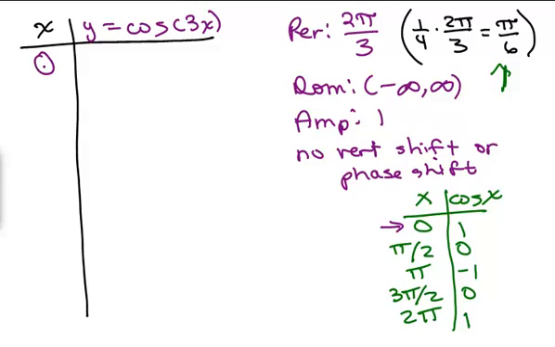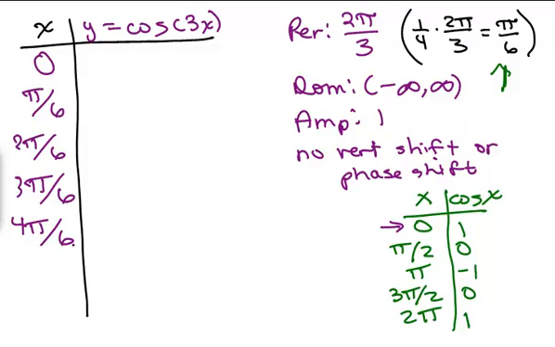So 0 plus pi over 6 gives us pi over 6. We just keep doing it. Add pi over 6 again, that gives us 2 pi over 6. Add pi over 6 again, that gives us 3 pi over 6. One more time, 4 pi over 6. And notice that 4 pi over 6 is the same as 2 pi over 3. So these are our 5 key x-coordinates. That does give us one full period from 0 to 4 pi over 6.